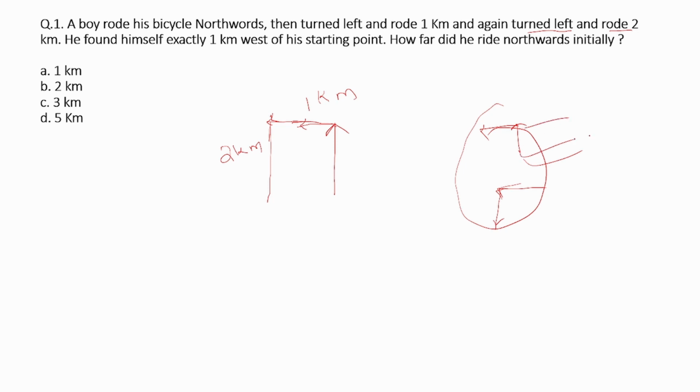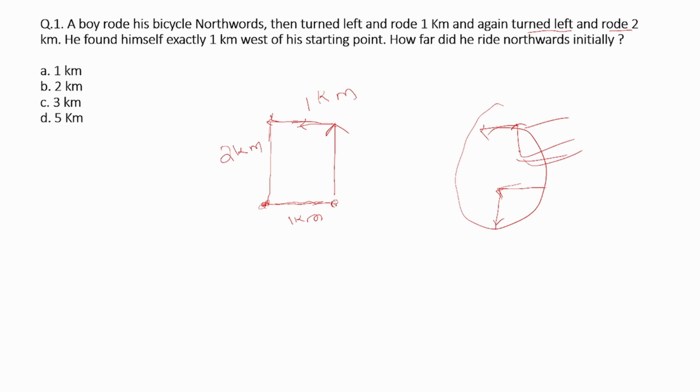If you don't understand this movement of the lines, then you can watch the previous classes. After that you will understand this question. So the boy reached here. So he found himself 1 kilometer west of his starting point. Means after turning to his left, he moved 2 kilometer and finally he reached here. After reaching here, he saw that he reached such a point that this point is exactly 1 kilometer from his starting point.